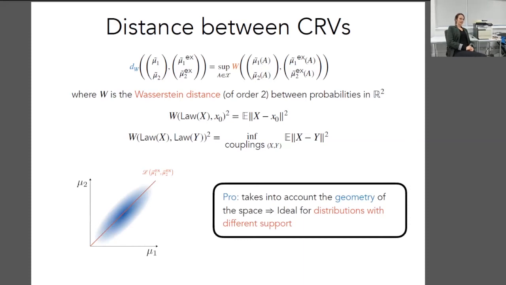What is really nice about the Wasserstein distance is that it takes into account the underlying geometry of the space. And this makes it ideal whenever you have to compare distributions that have different support, which is actually our case, since, as we said, exchangeability is a degenerate distribution on the diagonal line. So in practice, we have to compare distributions with different support. And in this scenario, most common distances, such as total variation, Hellinger, or even the Kullback-Leibler divergence, do not give an informative notion of discrepancy.